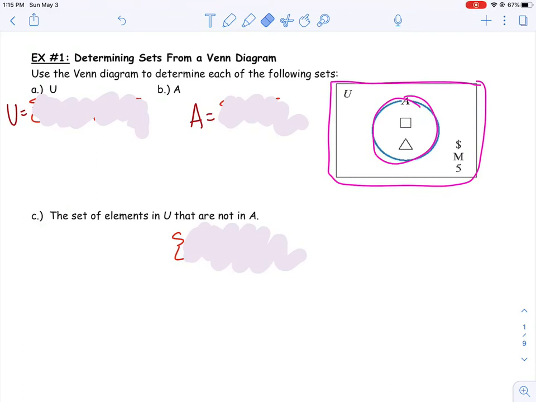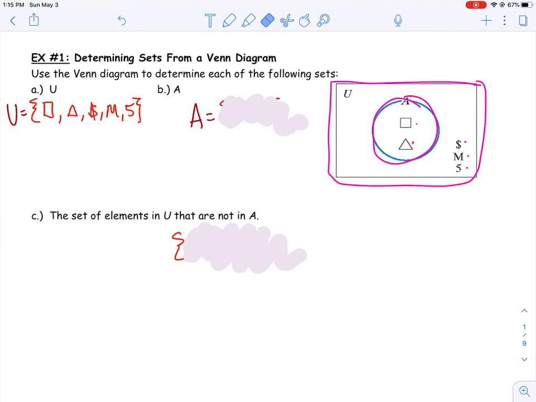The first one says U, the universal set. So tell me what elements are in the universal set. What elements are we talking about in this picture? Well, I don't know about you, but I noticed a square, a triangle, a money sign, an M, and a 5. So I would say the universal set contains the elements: the square, the triangle, the money sign, the capital M, and the 5.